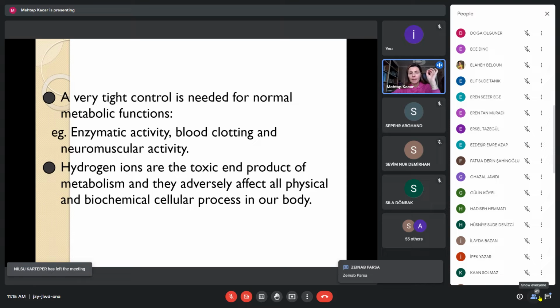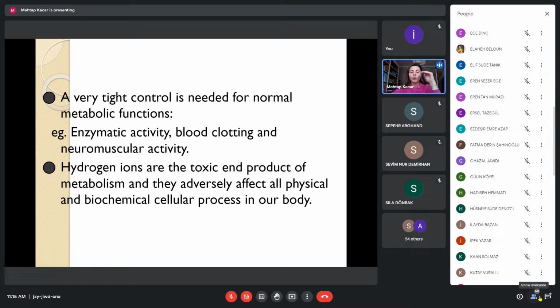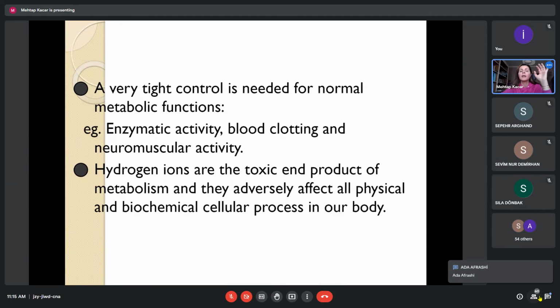There is very tight control of arterial blood pH or body fluid pH, because we need a steady pH for all metabolic functions. And please remember, life is a sum of biochemical reactions, and these biochemical reactions reach their highest performance at certain environmental conditions. pH is a very important environmental condition, and we need normal or physiologic pH for our biochemical reactions.